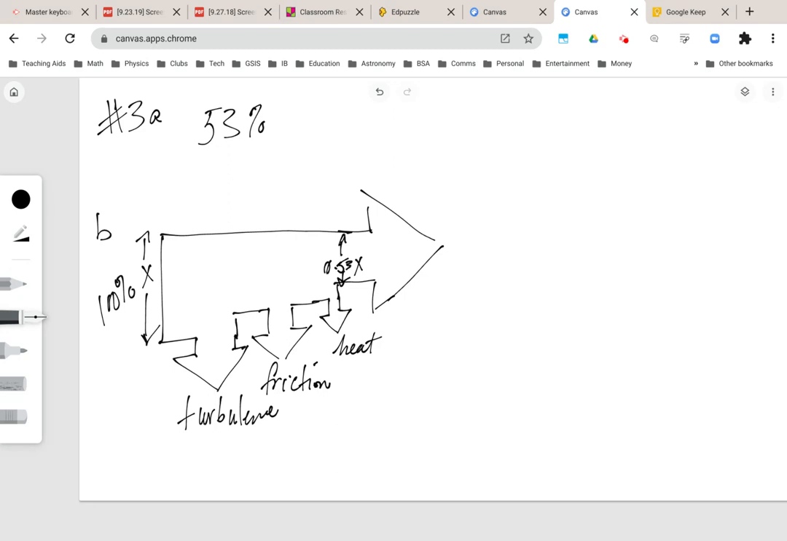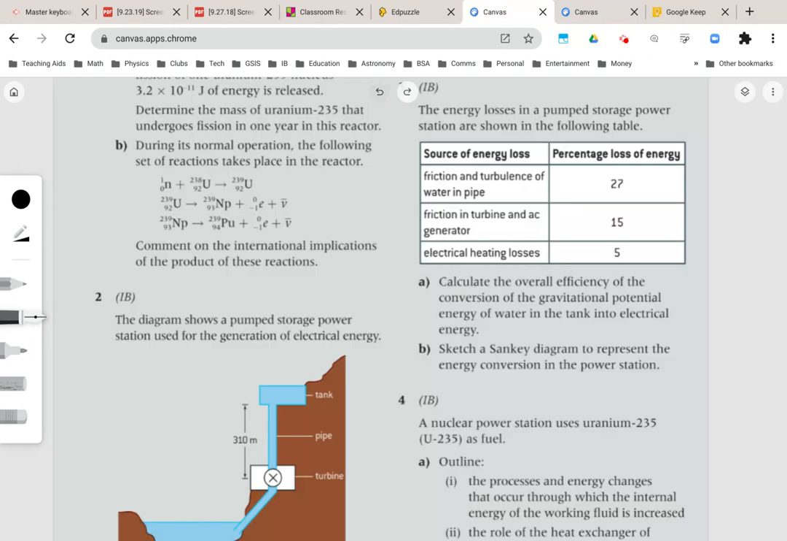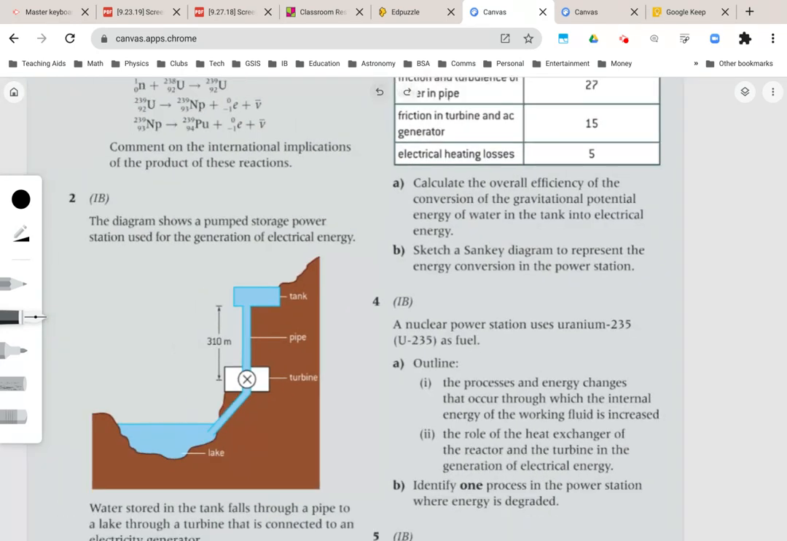Okay, let's go on to number 4. Number 4 says we have a nuclear power station and it uses uranium-235 as a fuel. We want to outline the process and energy changes that occur by which the internal energy of the working fluid is increased. And we want to outline the role of the heat exchanger, the reactor and the turbine in the generation of electrical energy. Okay, this is all down here, number 4.